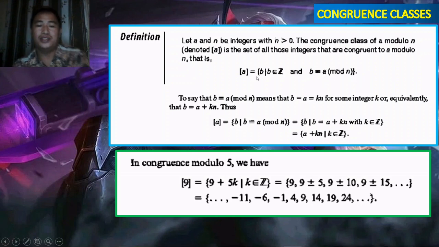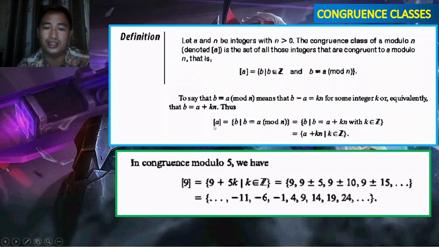Okay. So, for example, to say that B is congruent to A mod N means that B minus A is equal to N times something. B minus A is equal to KN, or NK, for some integer K. Or equivalently, B is equal to A plus KN. So B is equal to A plus KN, and we can substitute that there.